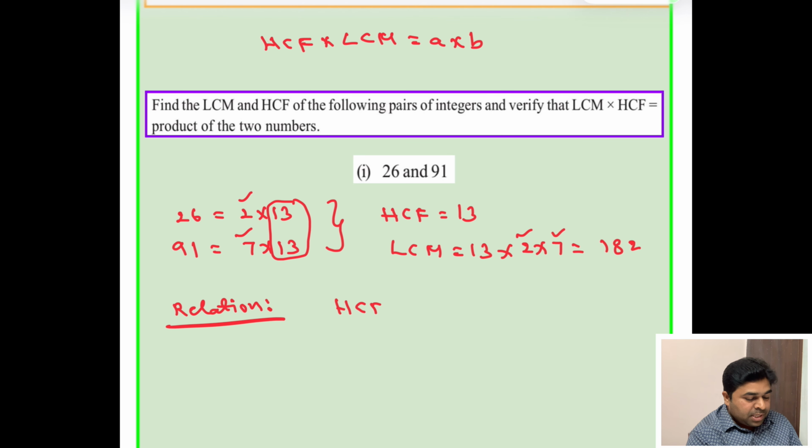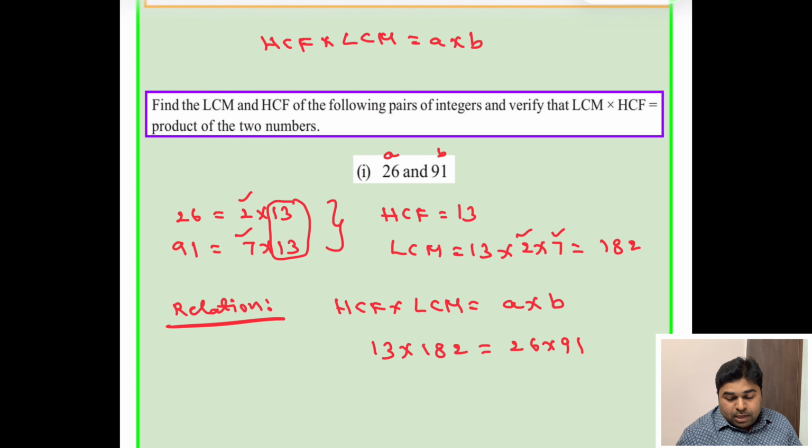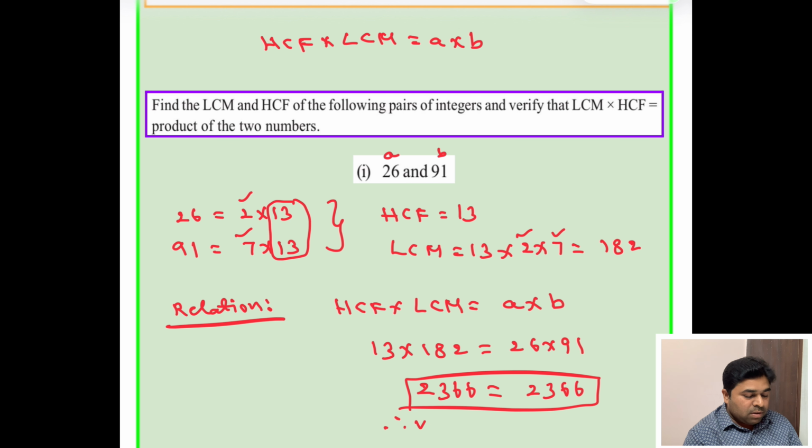The relation is HCF into LCM equals the product of the two numbers, small a and small b. Small a is 26, small b is 91. HCF 13 into LCM 182 equals 26 into 91. If you multiply 13 into 182, you will get 2366. Same if you multiply 26 and 91, you will get 2366. Both are the same, therefore it's verified.